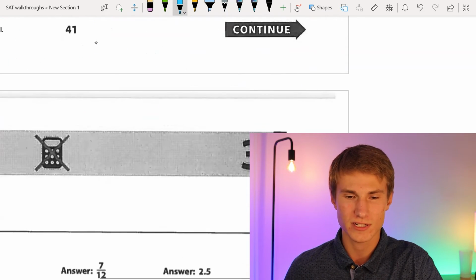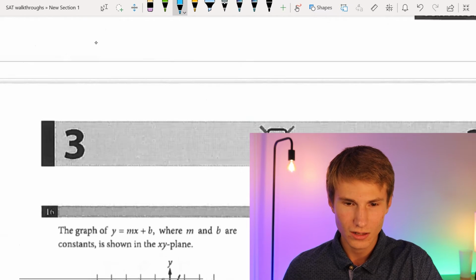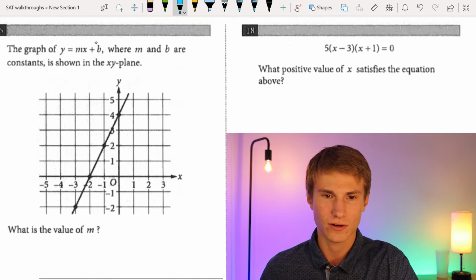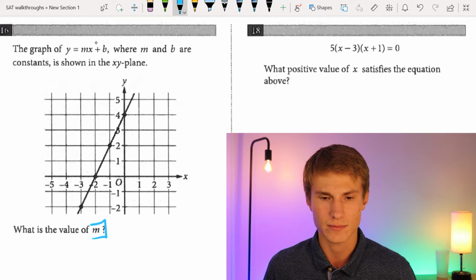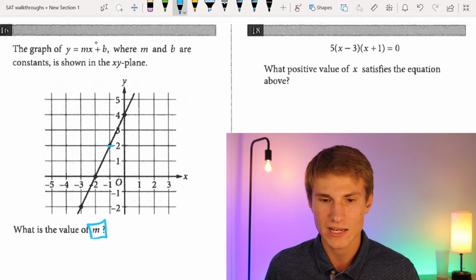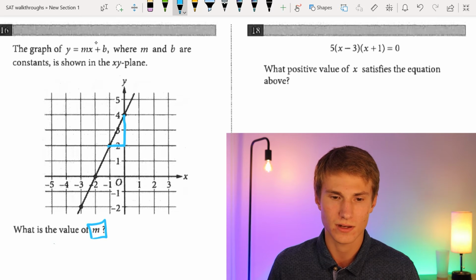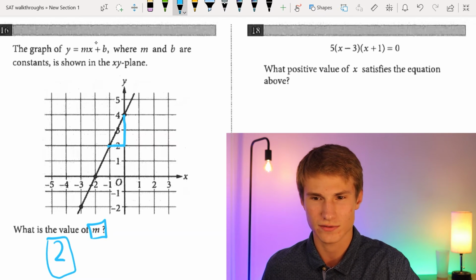All right, moving on to the free response section now. All right, so we got number 16, the graph of y equals mx plus b, where m and b are constants, is shown in the xy plane. What is the value of m? So the value of m here is going to be our slope. We see as we go over by 1, we're going up by 2, so the value of m is going to be 2. 2 will be our correct answer for 16.